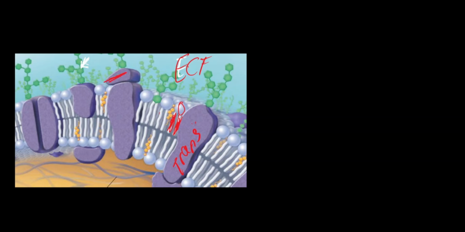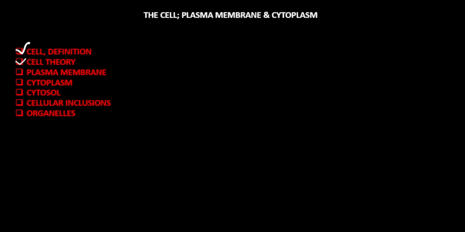Of course, we can see here a peripheral protein, and it also serves for attachment for the oligosaccharide chain. Also on this side, on the intracellular side, we also have a peripheral protein. Here what we can see is a channel, and it's also formed by a transmembrane protein. Alright, so far we have considered the definition of the cell theory, as well as the plasma membrane. Now let's take a look at the cytoplasm.